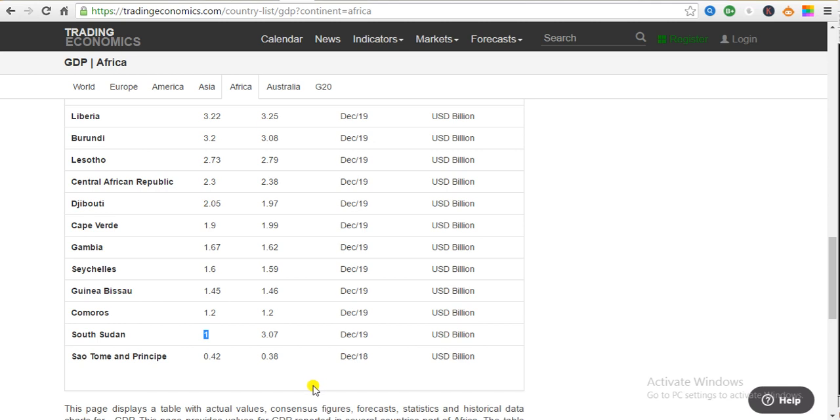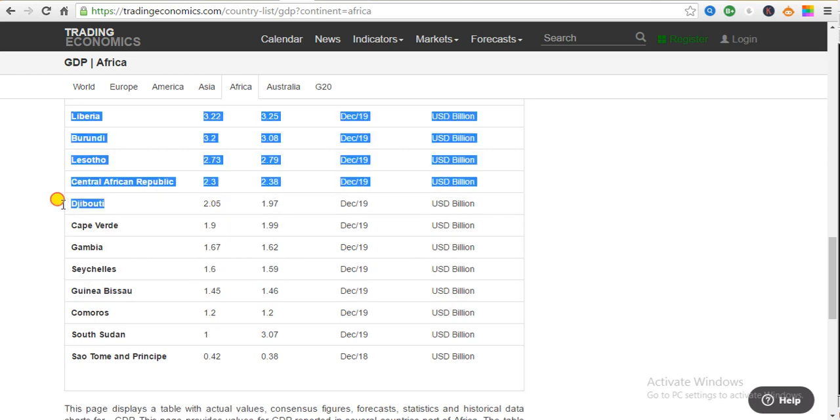So South Sudan was called a failed state because they're losing so much money. They used to have 3 billion, but now they only have 1 billion. They used to have 1 billion, so what are they going to have next? So when we look at these countries like the Seychelles, it's pretty low, a $1.6 billion economy, but you have to look at the population. It's also important.